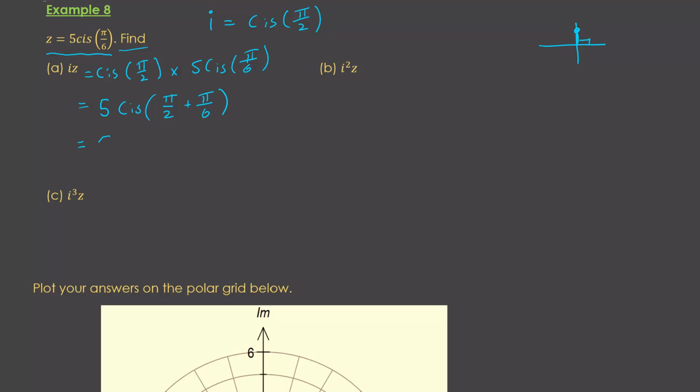And so that is 5 cis. Now pi by 2 is 3 pi by 6. So that is 4 pi by 6 or 2 pi by 3.